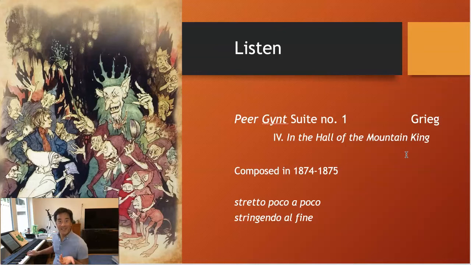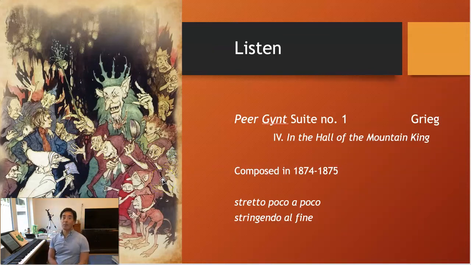So it has this chromatic line going down. And throughout this piece, it gradually speeds up. So this is Peer Gynt's encounter with the Mountain King. You can see the whole illustration over here on the left. So it's a little bit creepy, but it's kind of fun creepy, like this cartoon here. And at the end, he tries to escape by running out of the mountain.